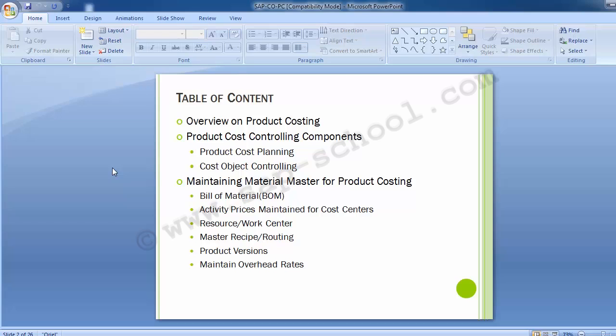So we'll be covering only the overview on product costing: what it is all about, what the different components are, how it works, and what the different steps within the controlling part are which have to be done for product costing calculations. So moving on to the first point in the table of contents, overview on product costing.